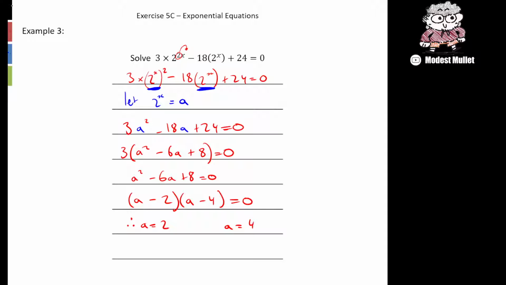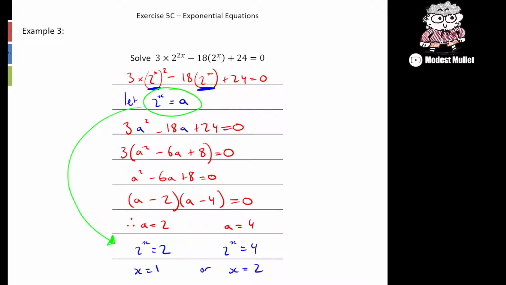Now I'm not done. I need to solve for x. That's what my initial problem was in terms of. So I'm going to use this bit here, substitute it back in for a to be able to solve. So I now get 2 to the power of x is 2, and I get 2 to the power of x is 4. So in this case we can see x is equal to 1, or we also get x is equal to 2. So we have 2 solutions to this exponential equation.